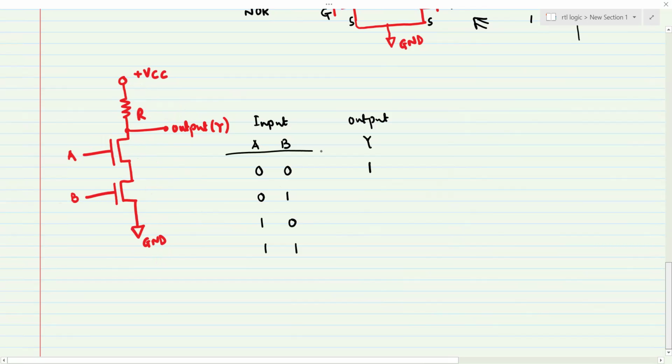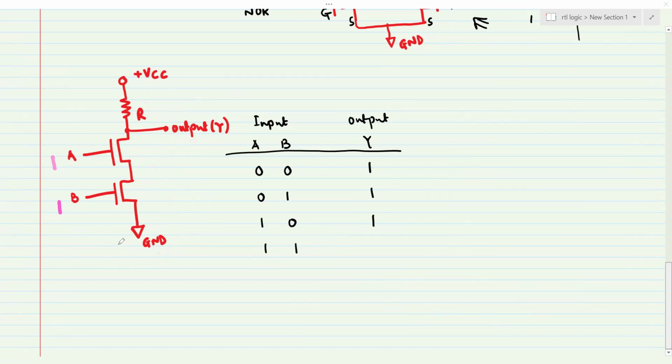How about for the second combination, 0 and 1? A is 0, B is 1. So this switch is open, switched off. This is switched on. However, since this is open, again, it is an open circuit. So there is no way for output to connect to the ground. Instead, output is tied to the highest supply voltage. Therefore, for this combination, you have logic 1. For this third input, same story. However, let us try now for the fourth combination.